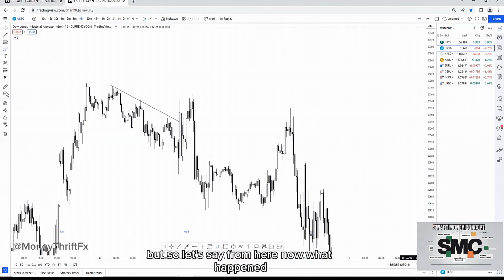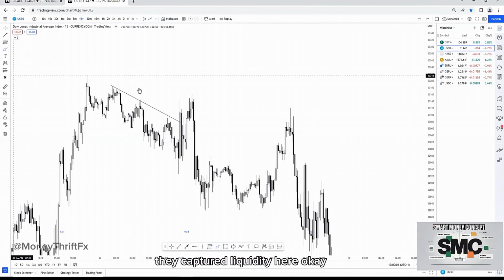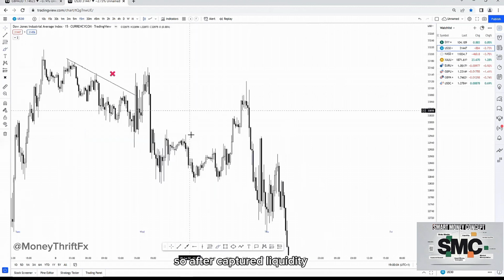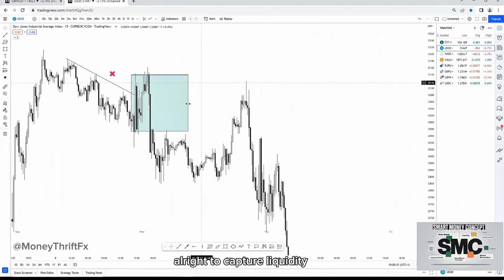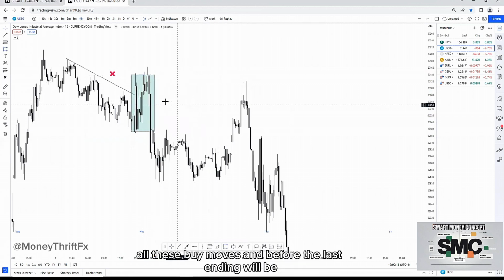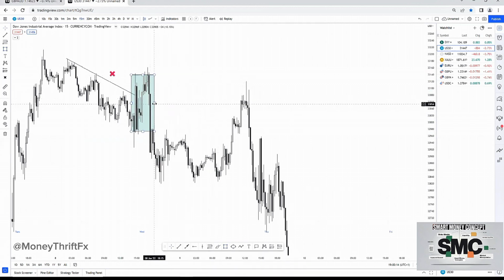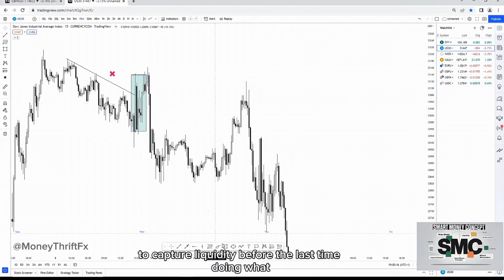So let's say from here, what happened? They captured liquidity here. After capturing liquidity, can you see the whole of all these moves? That's where the banks came in to capture liquidity, all these buy moves, before they started the original move. The whole of all these buy moves was when the banks came to capture liquidity.